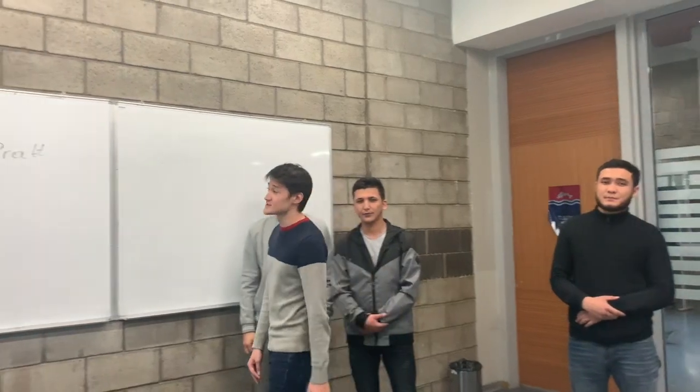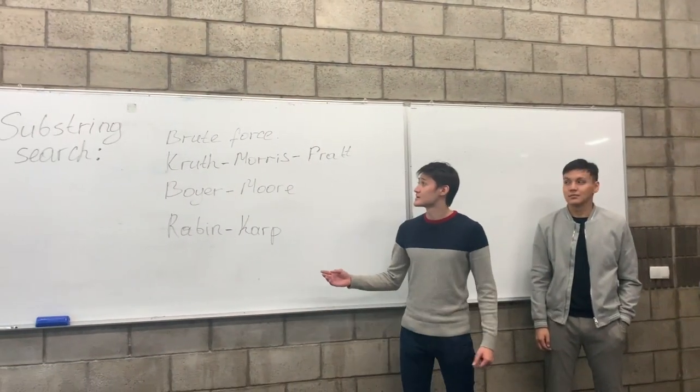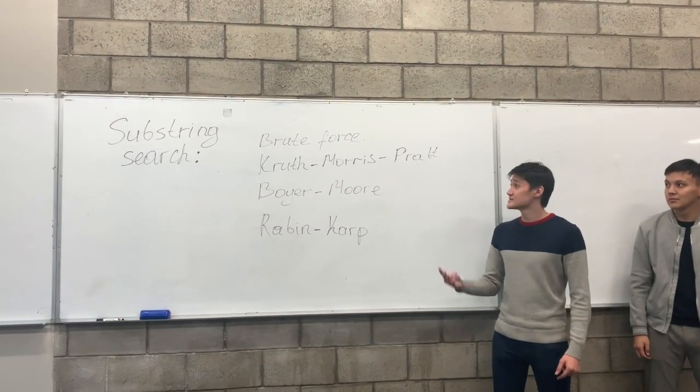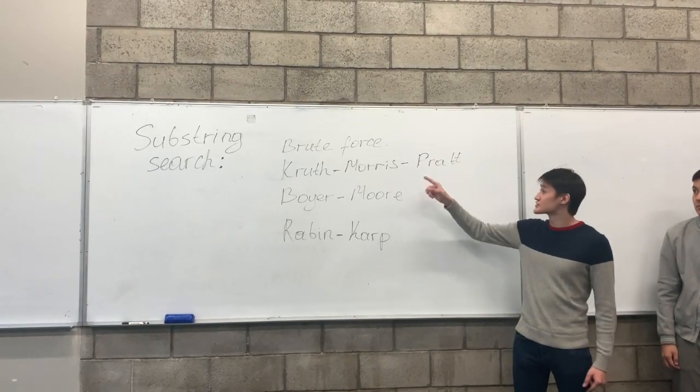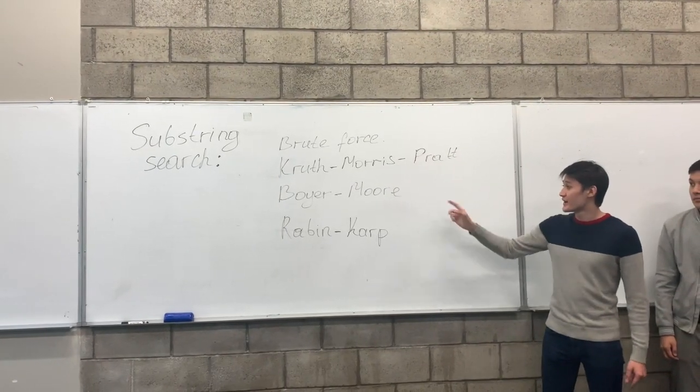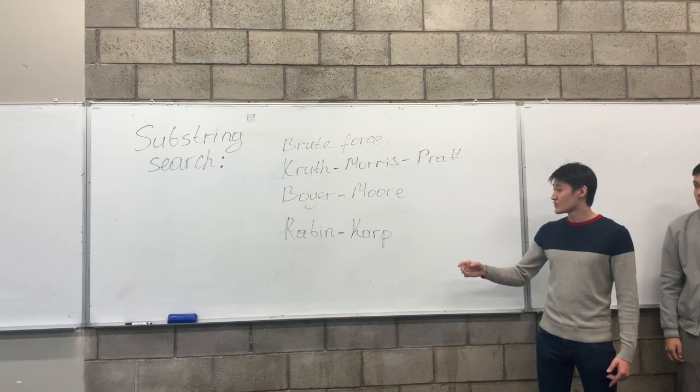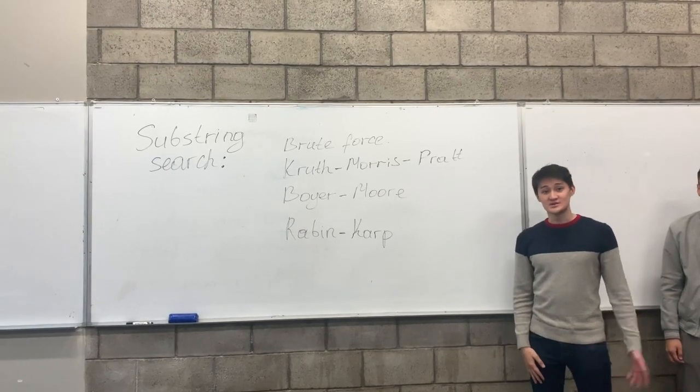Advanced algorithm is the substring search. Substring search includes four main algorithms: the brute force, Knuth-Morris-Pratt, Boyer-Moore, and the last one, Rabin-Karp. So let's go.